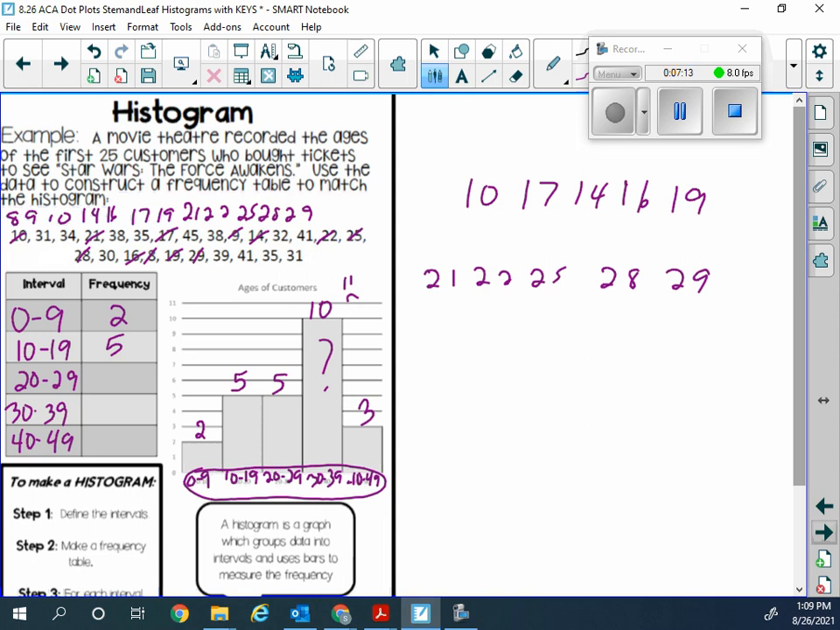But then there were 10 in the 30s. So 31, 34, 38, 35, 38, 32, 30, 39, 35, 31. All of those 30s. Did I get all 10 of them? Let me count them. Did I get all 10? Yes. Now help me put them in order.